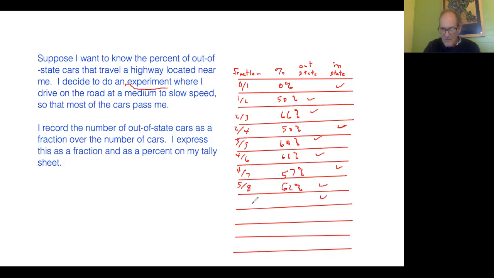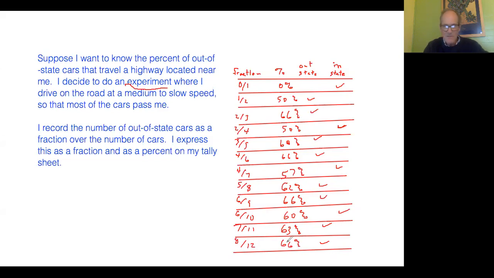The next one's an out-of-state car. So that's 6 out of 9. I'm back up to 66%. The next car is an in-state car. So I'm at 6 out of 10, or 60%. Next car is an out-of-state car, so I'm at 7 out of 11. And 7 out of 11 is 63%. Next car is an out-of-state car, and I've got 8 out of 12, or I'm back up to 66%.